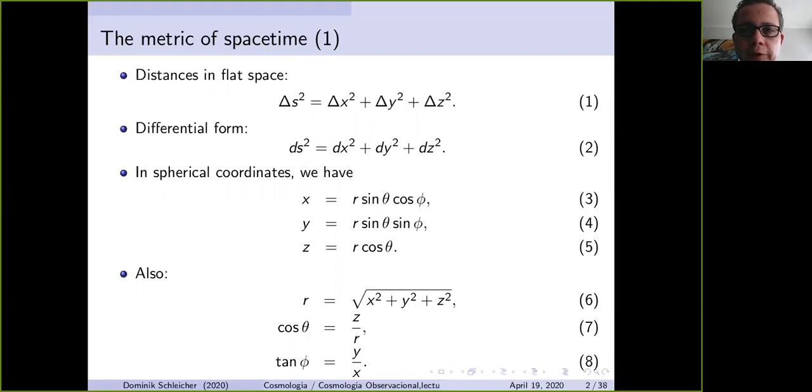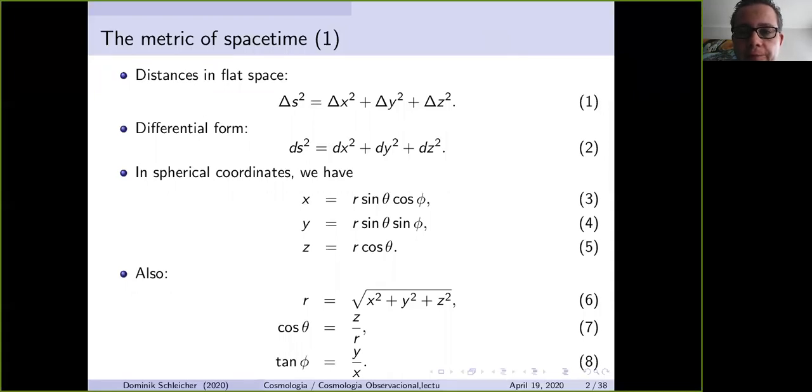We will see that there are a couple of different distances in cosmology that can be defined in different ways and which are very useful to determine the cosmological parameters. And for this reason, we need to know about the metric of space-time. And we can start this discussion by analogy and by what we know from our three-dimensional flat space.